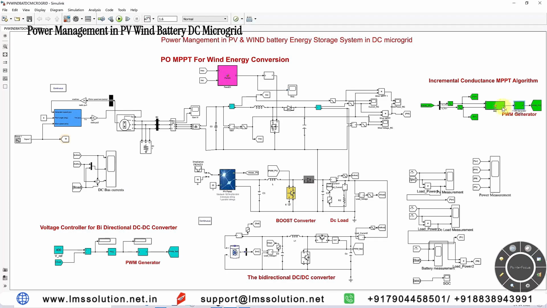The output of this INC duty cycle is processed by a PWM generator, and it is going to control this IGBT in order to get the maximum power from the PV. This will control this boost converter to extract maximum power from the PV.